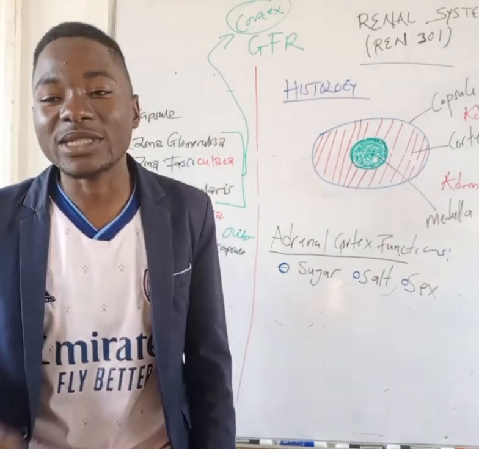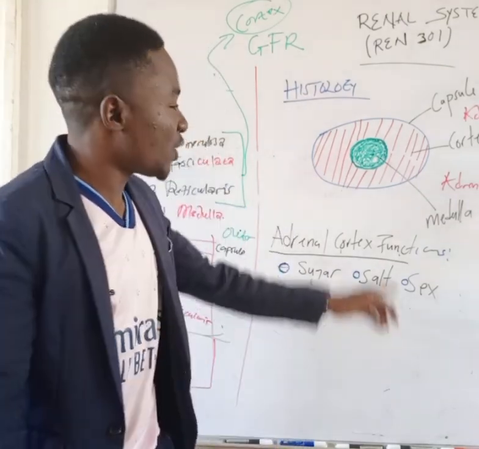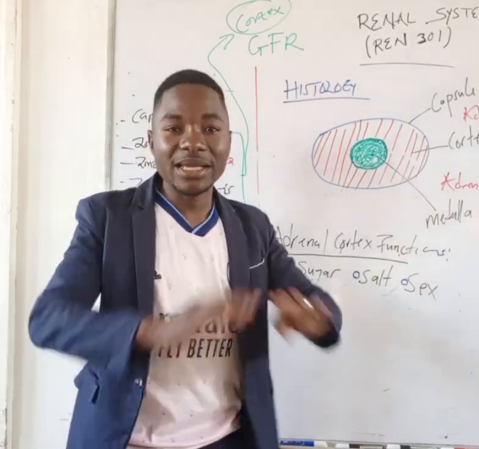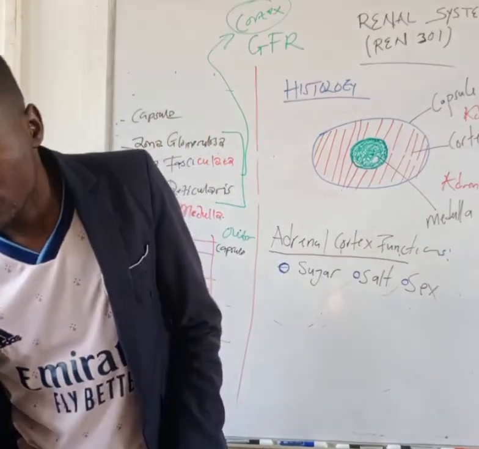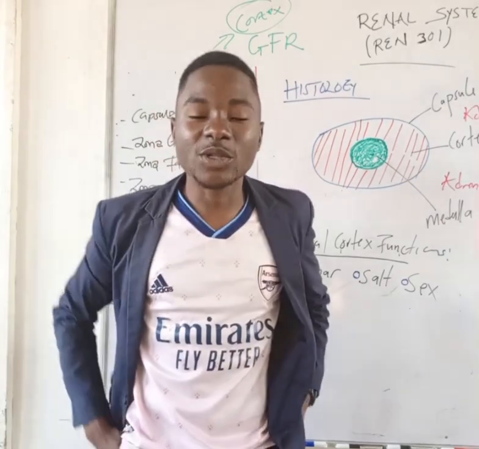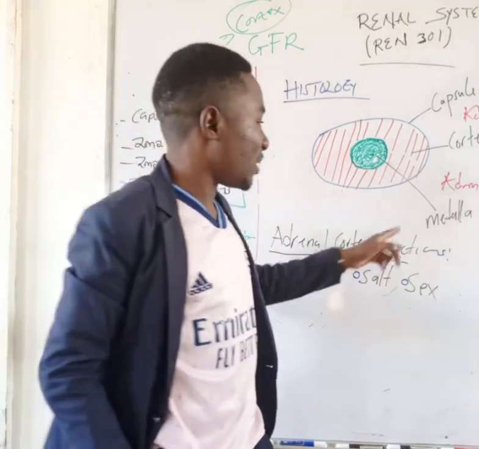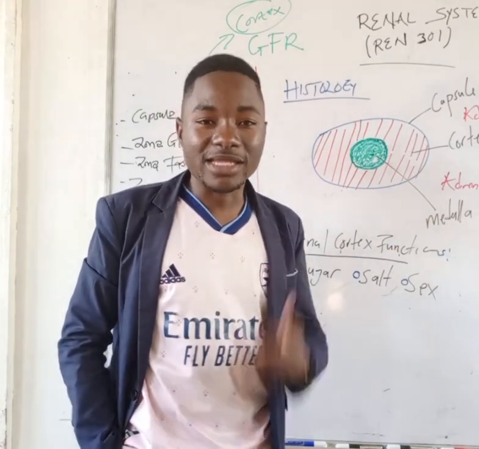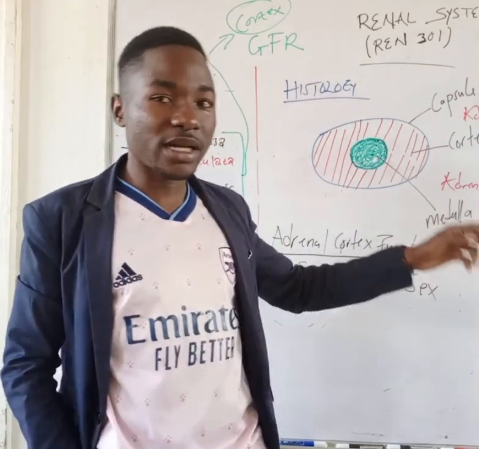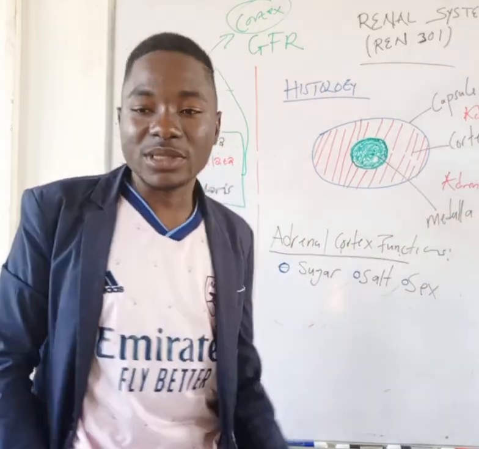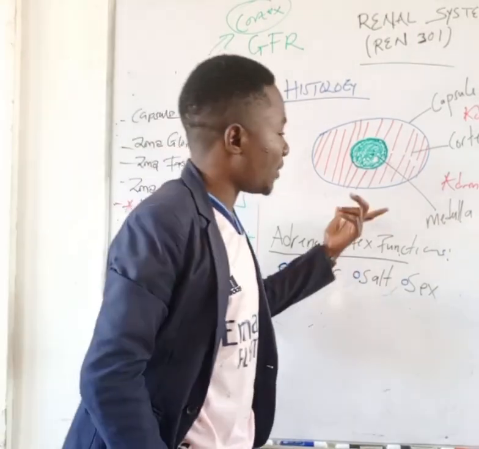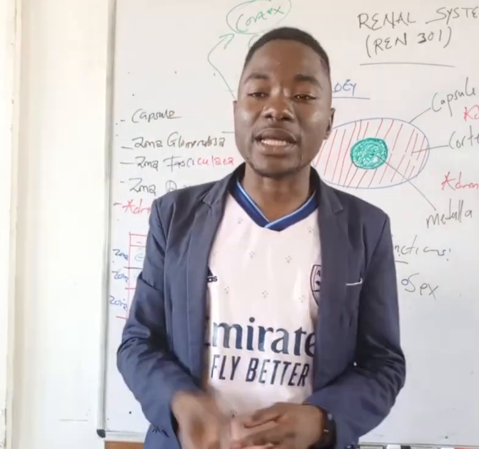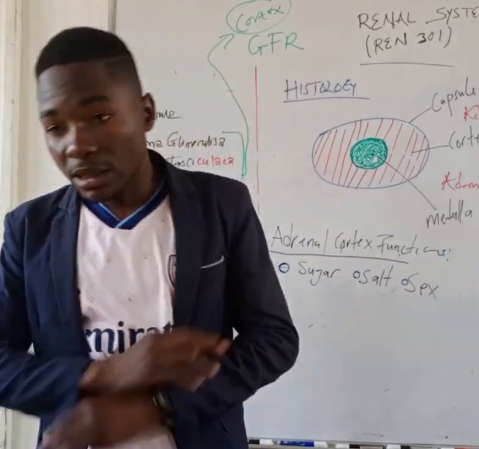How about the medulla? The medulla is ectodermal in origin. The adrenal medulla is ectoderm, while the cortex is mesoderm. We need to remember that the medulla is one of the things derived from neural crest cells, which you are very familiar with. The neural crest cells are produced from the ectoderm and form part of the adrenal medulla. In short, remember that the cortex is mesoderm and the medulla is ectoderm.